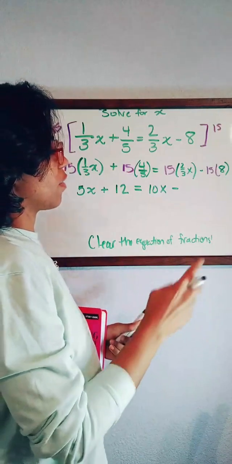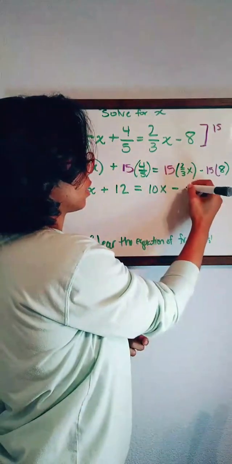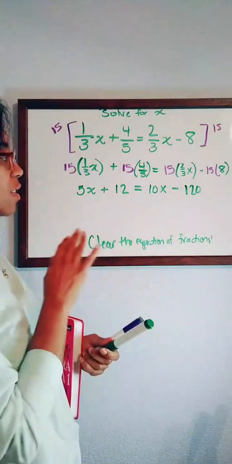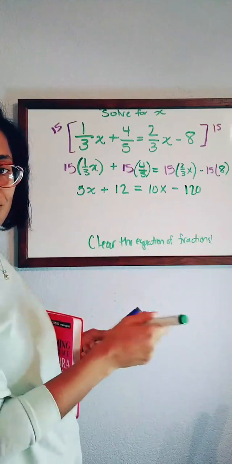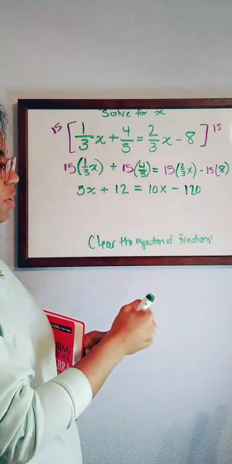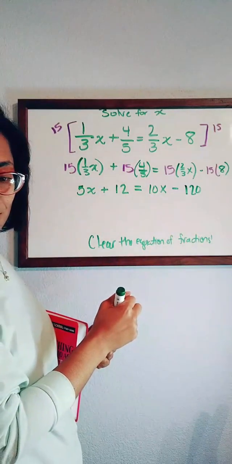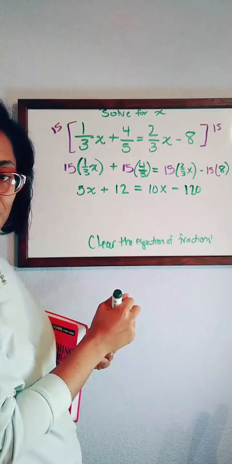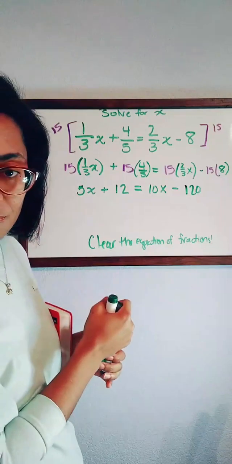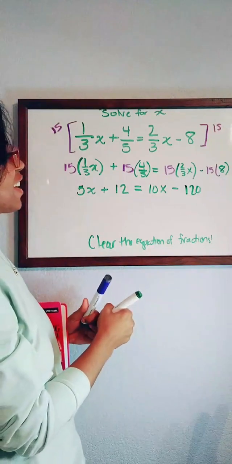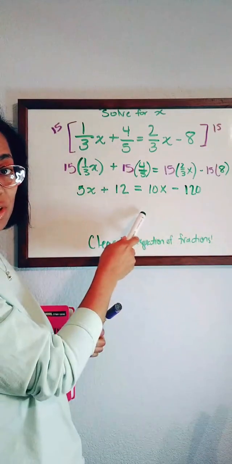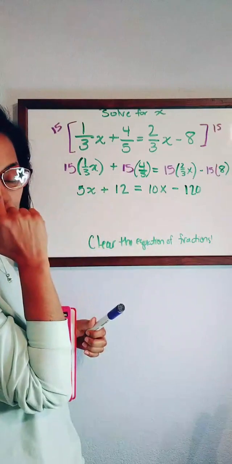All right, so now we're going to have 120. And now we're just going to solve for x. So from here, we want to get all our x's on one side and all of our numbers on the other side. Yes, we are going to combine like terms. Absolutely correct. So we want to get x's over here. It doesn't matter where you want to put your x's. That's up to you. You can put your x's on the left or on the right.